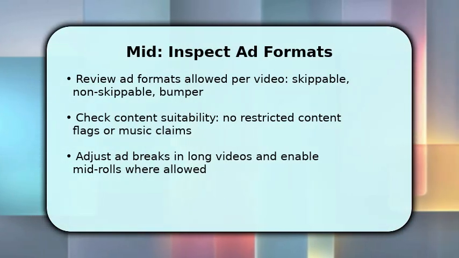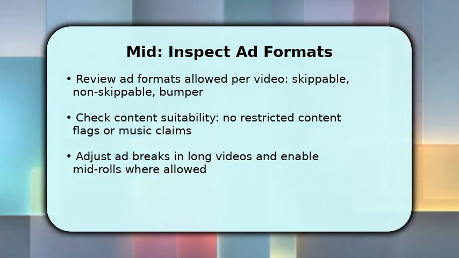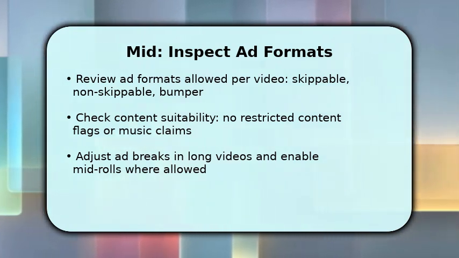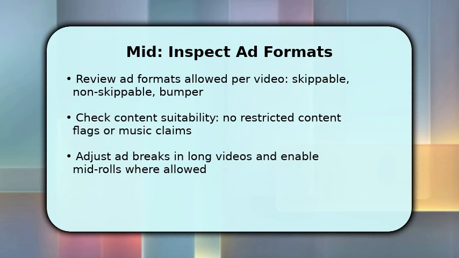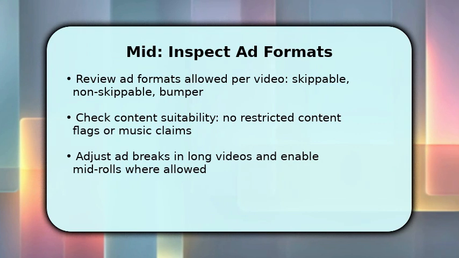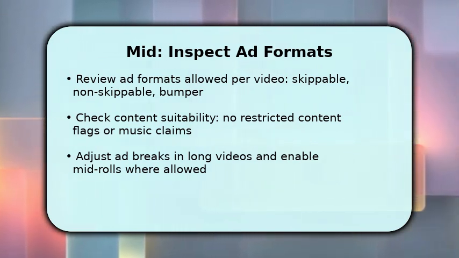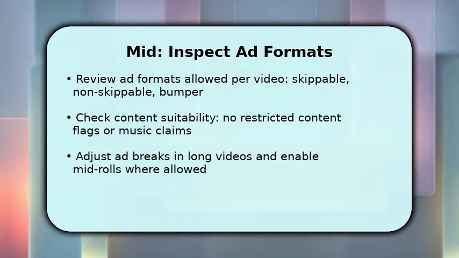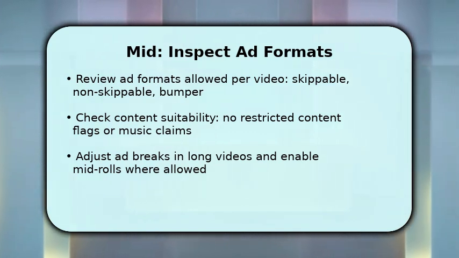Next, you dive into ad formats and content signals because they determine revenue and delivery. You inspect each video for ad format settings, skippable, non-skippable, and bumper, and enable mid-rolls on videos over 8 minutes where appropriate. Simultaneously, you scan for content restrictions like music claims, copyright strikes, or sensitive topics that can block ads, resolve claims, or edit descriptions to remove issues. By aligning format choices with clean content signals, you maximize ad eligibility.